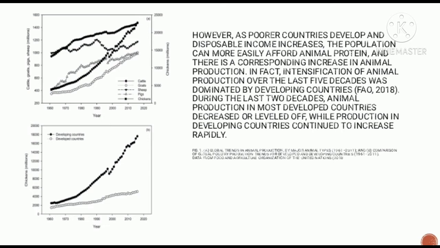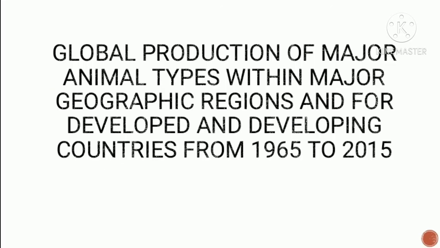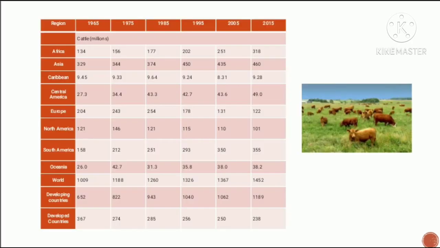In fact, intensification of animal production over the last 5 decades was dominated by developing countries. During the last 2 decades, animal production in most developed countries increased or leveled off, while production in developing countries continued to increase rapidly. Global production of major animal types within major geographic regions and for developed and developing countries.